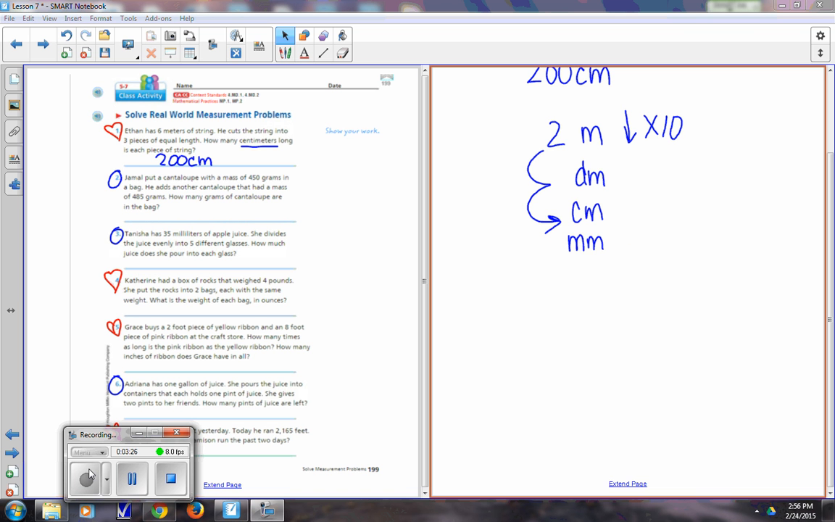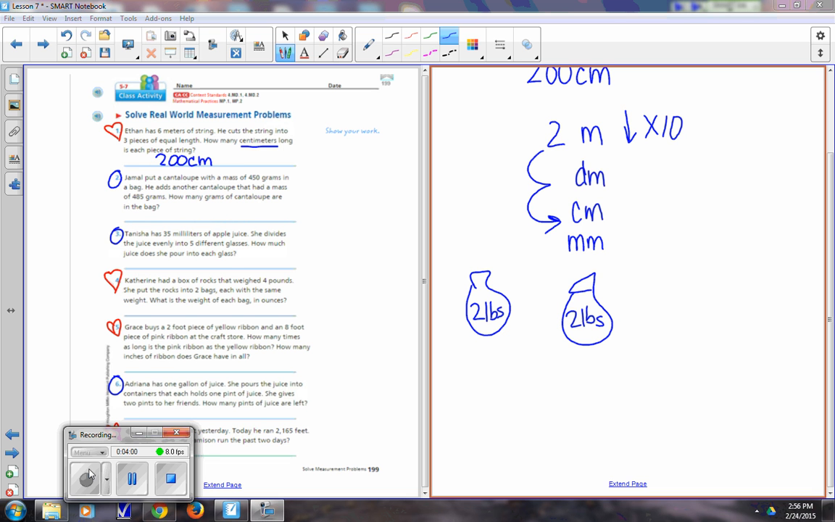All right. Your second heart is number 4 because it has my all-time favorite first name in it. Catherine had a box of rocks that weighed 4 pounds. She put the rocks into 2 bags. So here's a bag, and here's a bag. And we know 4 divided by 2 means that there's 2 pounds here, and there's 2 pounds here. But the question says, what is the weight of each bag in ounces?